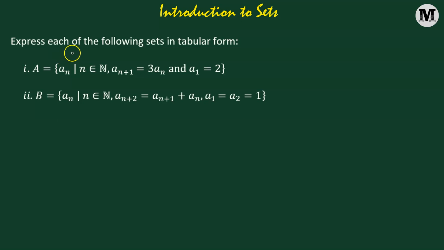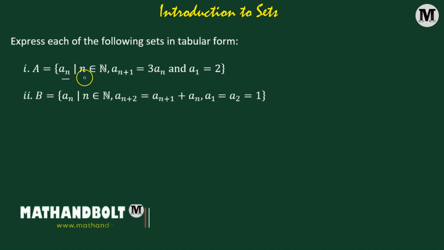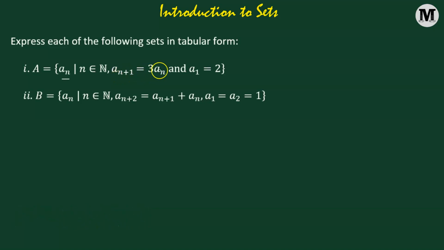So in this problem, we need to express each of the following sets in tabular form. Here we have the first set A that's expressed in the set builder form. Let's try to read the given set. We have set A containing the elements a_n such that n belongs to the set of natural numbers. And we have the condition a_(n+1) = 3 times a_n with the value a_1 = 2.